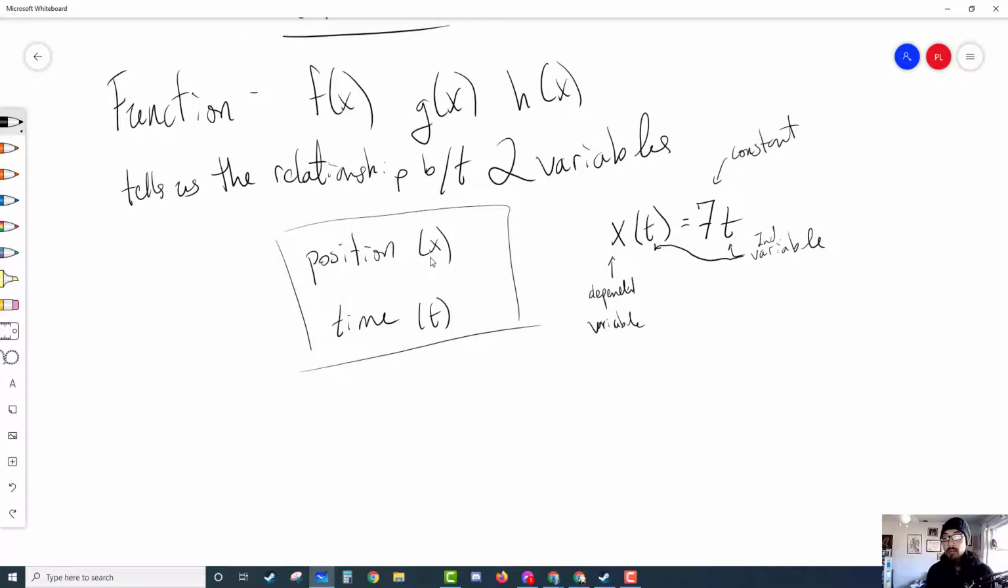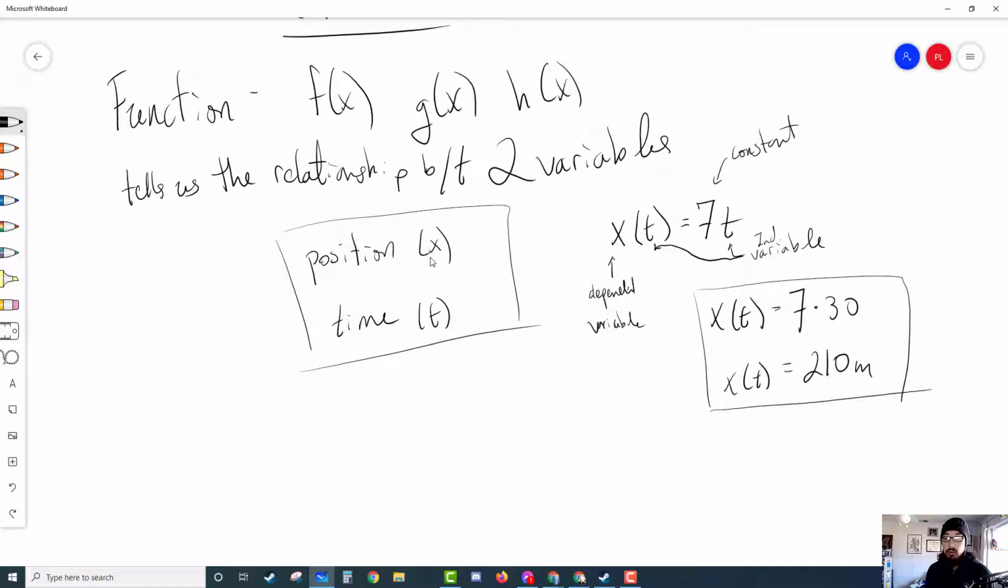So what this function is telling me is if I walk for 30 seconds, so t will be 30 seconds, I will have a location of x, right? So let's try this. So if I were to put in 30 for t, x of t is equal to 7 times 30, we will get a position of 210. So x of t would give me 210 in meters for my units. Okay, so something very simple. So this is just to show you how functions work. It's an equation, but that equation tells us how two variables relate to each other.